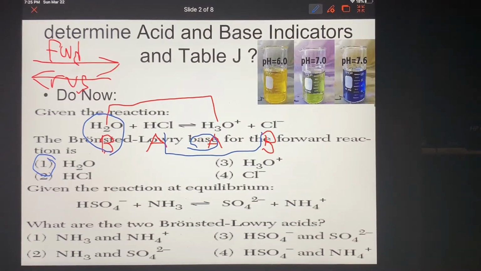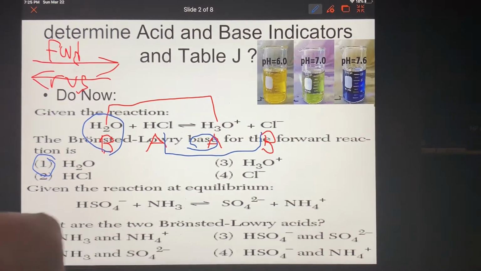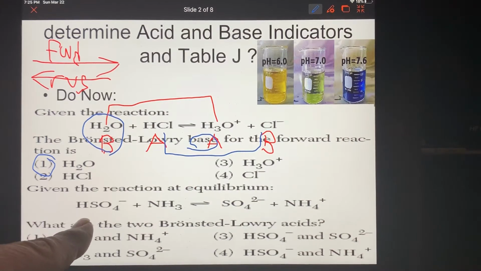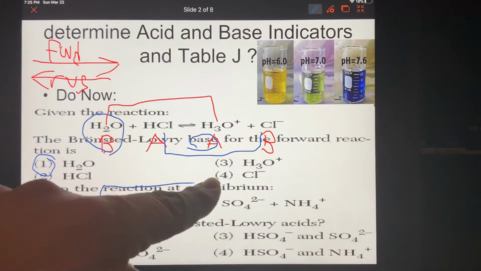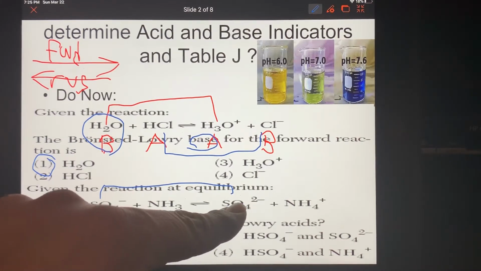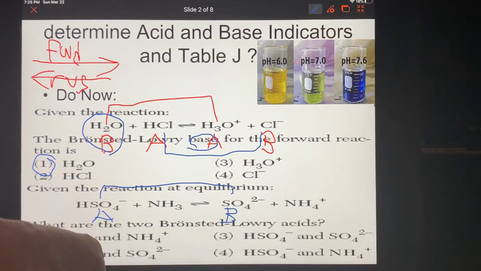Okay. Let's look at the second question here. What are the 2 Bronsted-Lowry acids? So what do we say? To determine that, we must connect the 2 pairs. HSO4 looks like SO4 negative 2. The difference is this has 1 H, this has 0 H's. Again, the one that has one more hydrogen is, you should know now, your acid. This must be your base, the one that has one less.